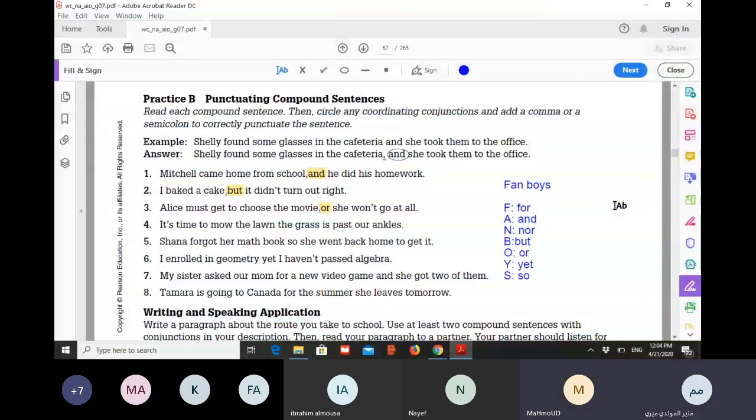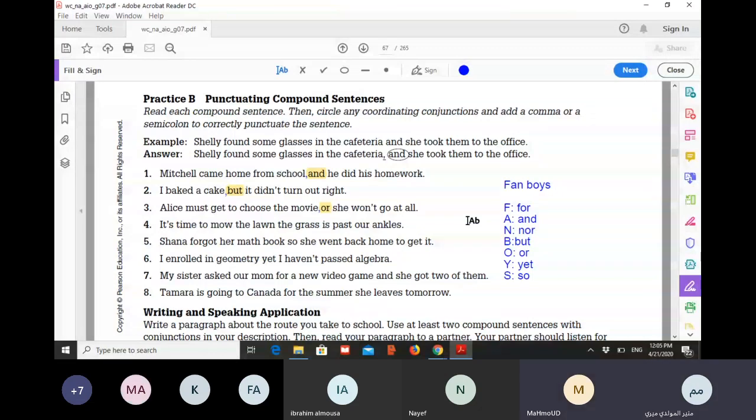It's time to mow the lawn. Then I put a semicolon. Then grass. No, after grass. After grass. Before is. Can we start a sentence by is? If you put the semicolon after grass, it means that we have two sentences, one before the semicolon, and the other after the semicolon. And we cannot start a sentence by is past our ankles.